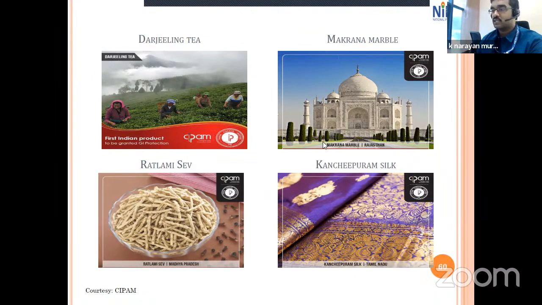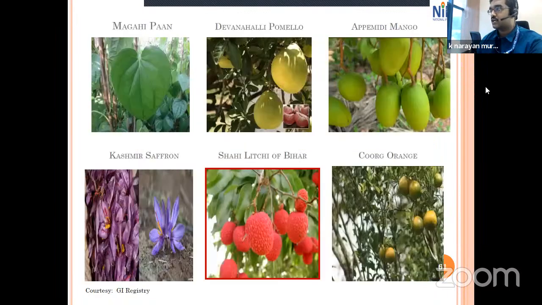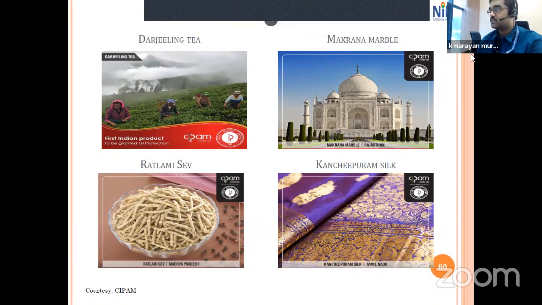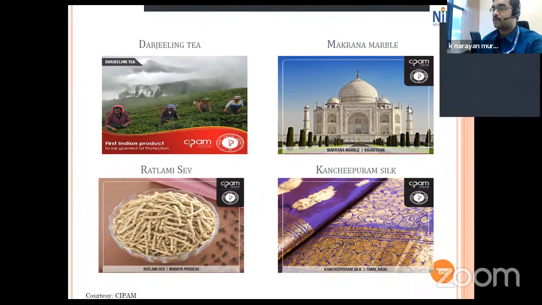Can you tell me, this Ratlami sev, Ratlam is from which district in India? It belongs to which state? Any answers in the chat box? Yes, then my answer is MP.